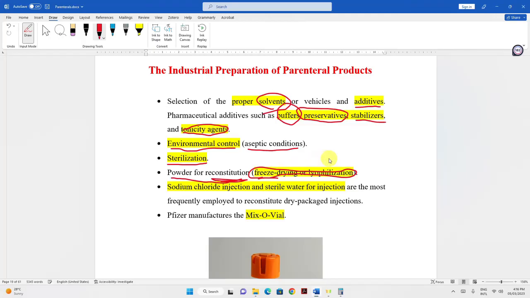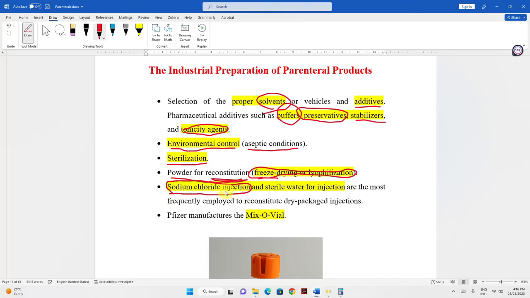And we said that the reason for that is that it will be easily reconstituted, or the powder will be easily reconstituted, because the property of the freeze dried material is like a sponge that allows the liquid to penetrate it easily. Okay. Now, usually the vehicles we use for reconstitution, the most frequently used vehicles are sodium chloride injections.